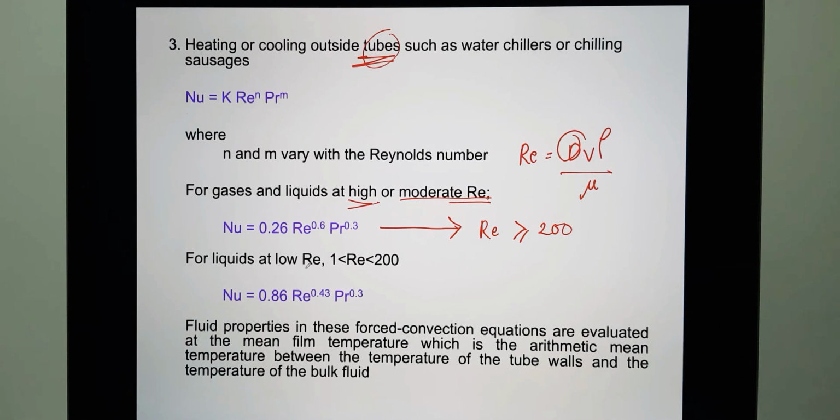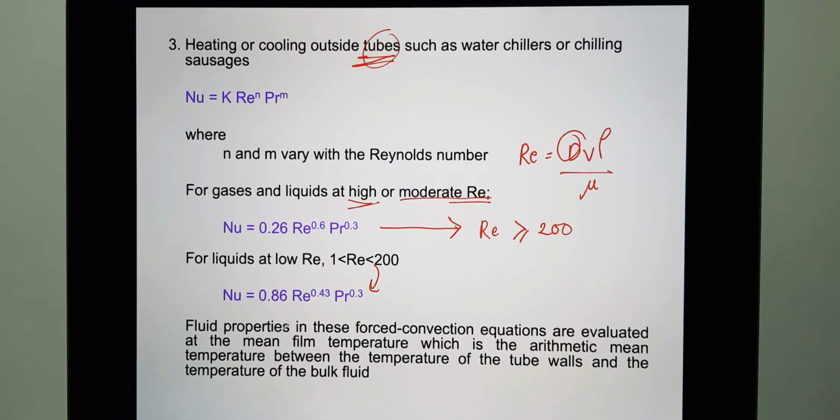For liquids at low Reynolds value, whereby the Reynolds is between 1 and less than 200, then you need to use this particular equation. Nusselt equals 0.86 times Reynolds to the power of 0.43 times Prandtl to the power of 0.3.